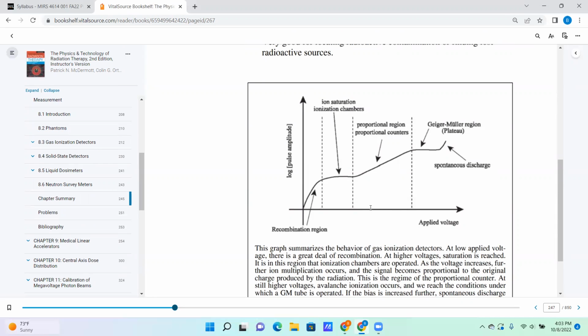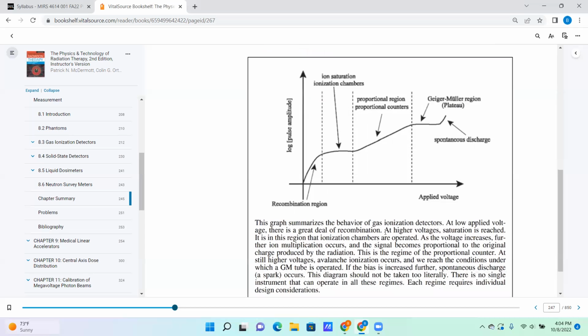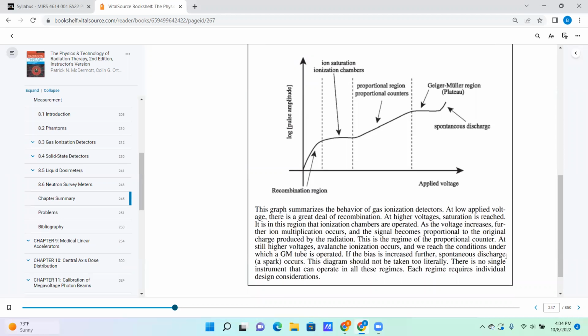And here you've got a graph that summarizes the behavior of gas ionization detectors. At low applied voltage, there's a great deal of recombination, so that's why they call it the recombination range. At higher voltages, saturation is reached. It is in this region that ionization chambers are operated. As the voltage increases, further ion multiplication occurs and the signal becomes proportional to the original charge produced by the radiation. This is the regime of the proportional counter. At still higher voltages, avalanche ionization occurs, and we reach the conditions under which the GM tube is operated. And if it increases further, then spontaneous discharge or a spark occurs.